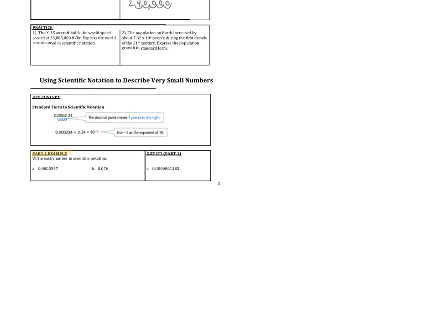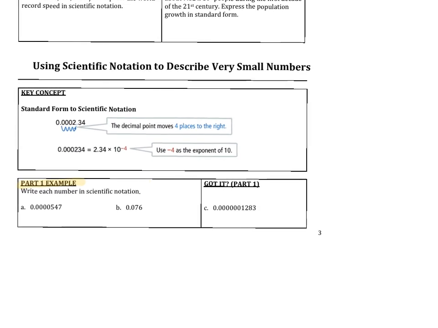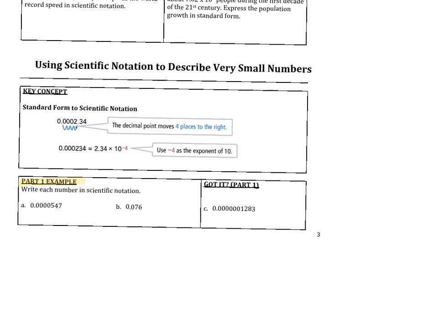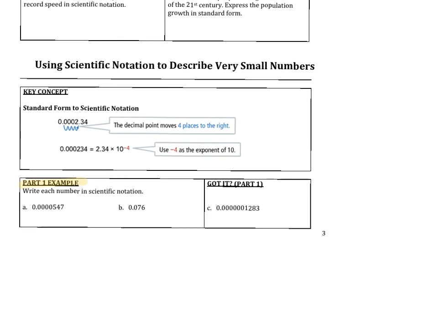To this point, we've just been looking at really big numbers, converting those into scientific notation and from scientific notation into standard form. Now, scientific notation is also super helpful for really small numbers. Look at this example right here. We have a number 0.000234. I can convert small numbers to scientific notation too.